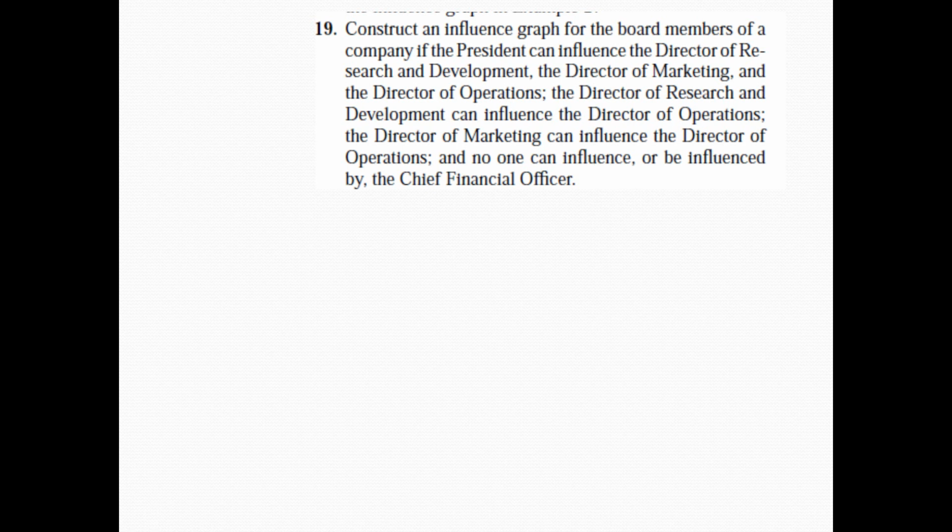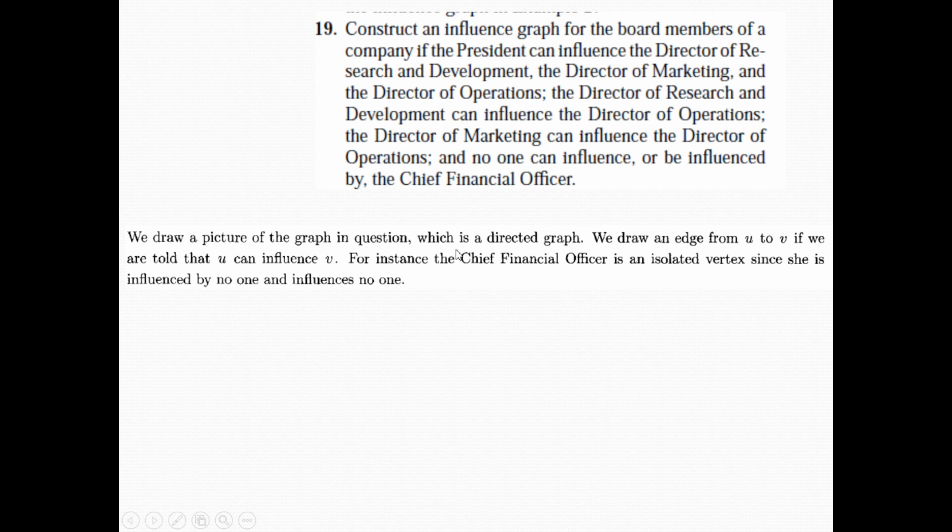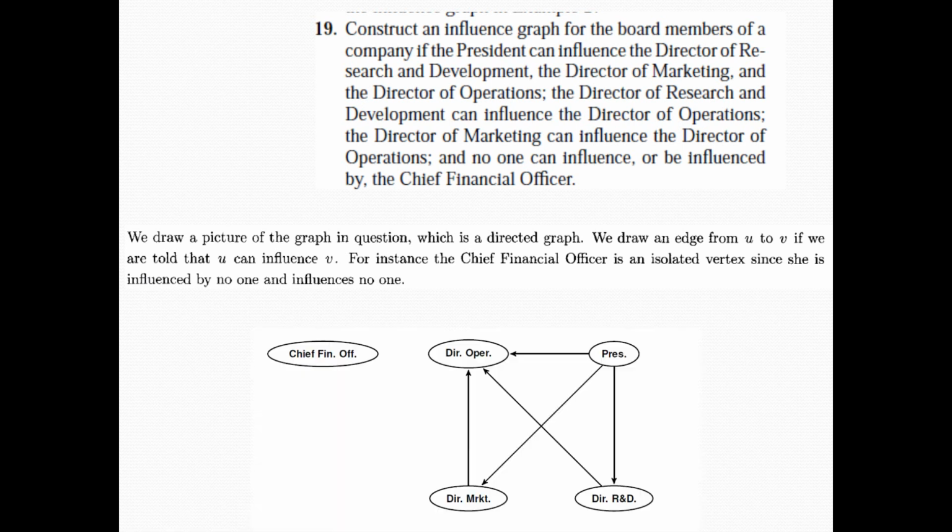Okay, so here all these directors and officers are the nodes or vertices, and edges will be made by the influence of one on the other. So let's see how it works. We draw a picture of the graph in this question, which is a directed graph. We draw an edge from U to V if we are told that U can influence V. So this is what we learned while defining the inference graph. For instance, the chief financial officer is an isolated vertex, since she is influenced by no one and influences no one. Let's see how the graph looks. So this is the graph.